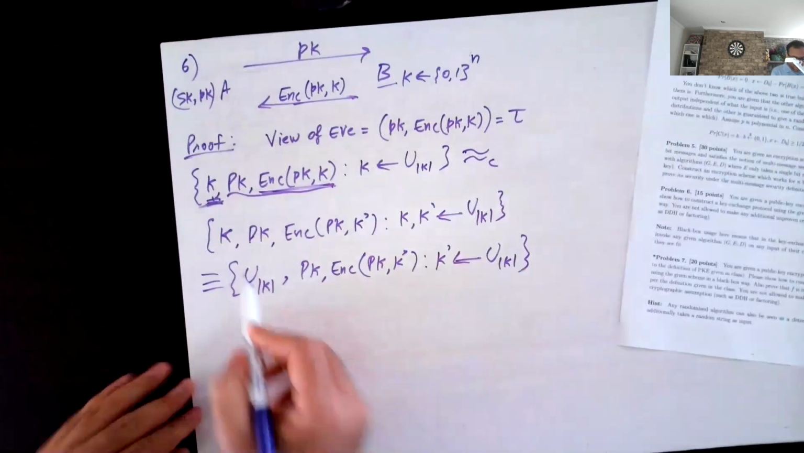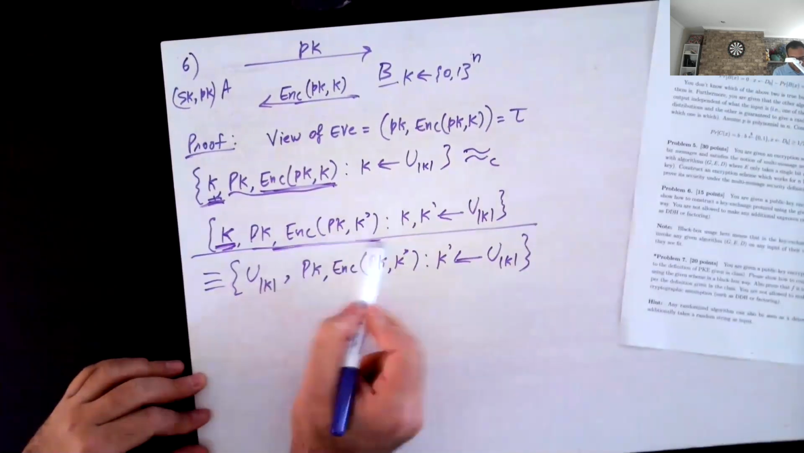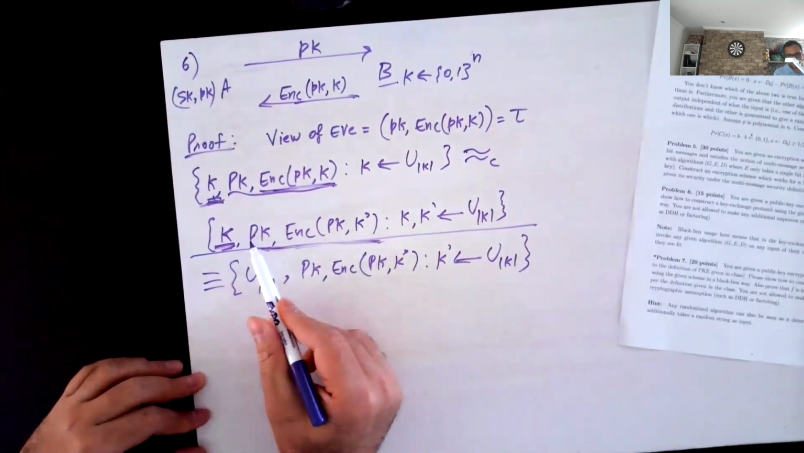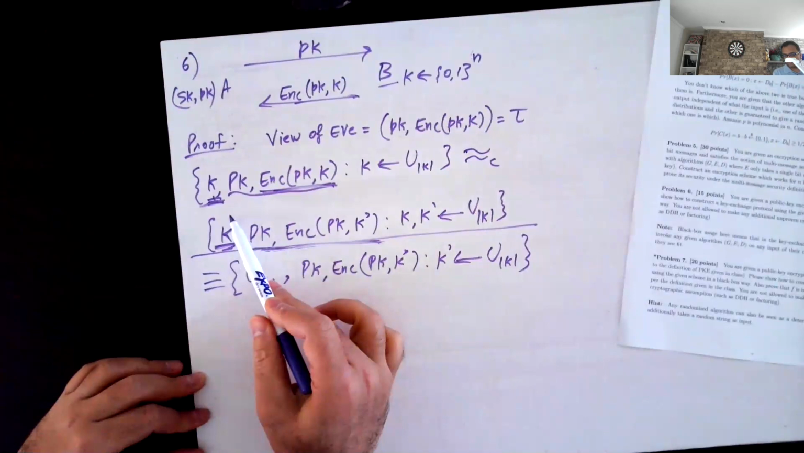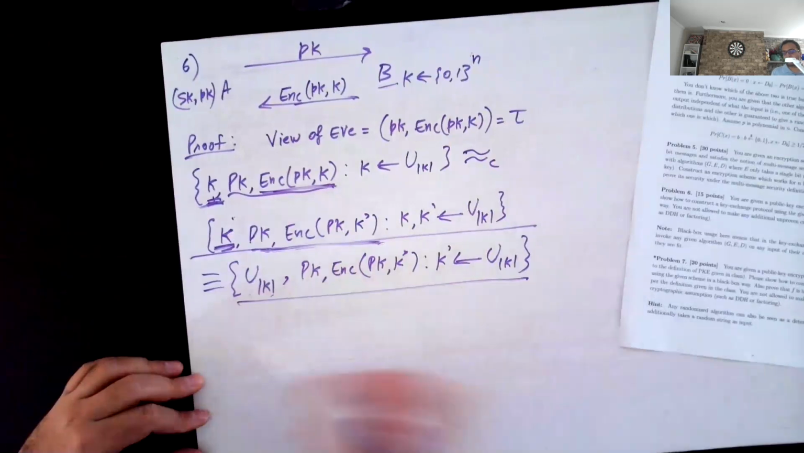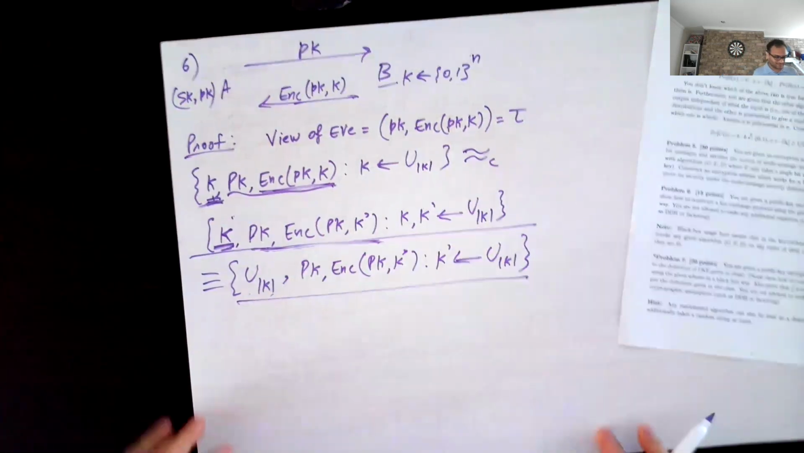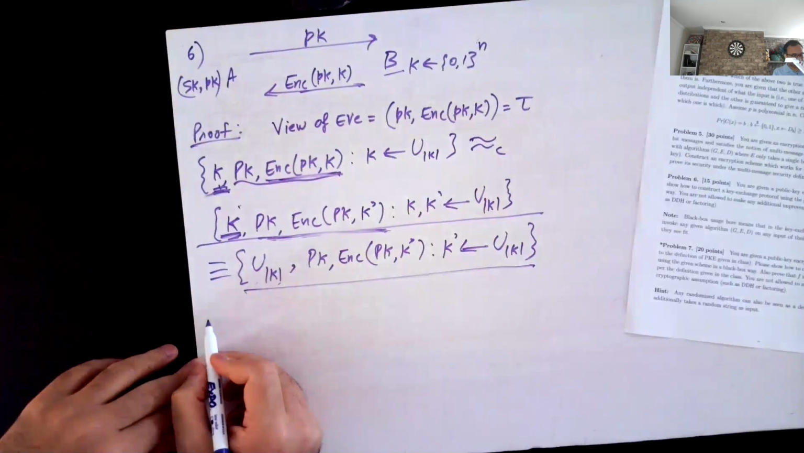Okay, so here already, if you look at the key and the transcript, no longer has any information about the key, and key is sampled uniformly at random. And this step is basically just rewriting the same thing in a different way. And this is exactly the definition of key exchange. Okay, any questions?